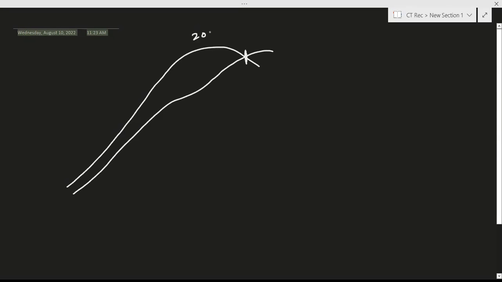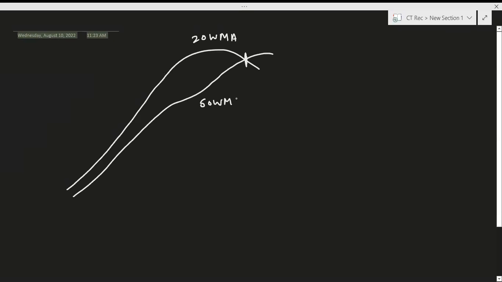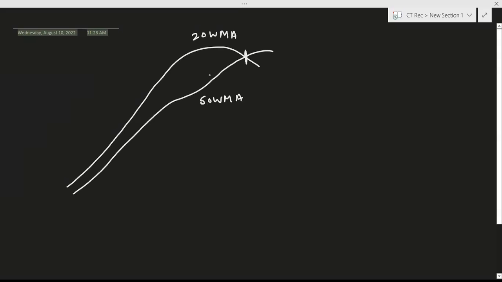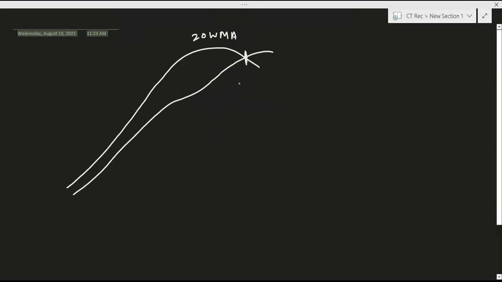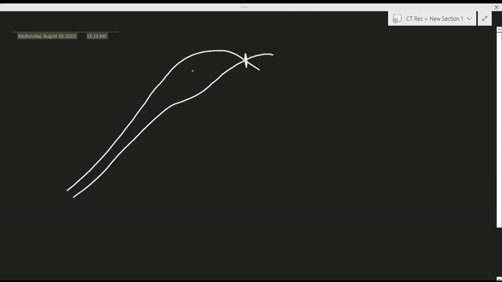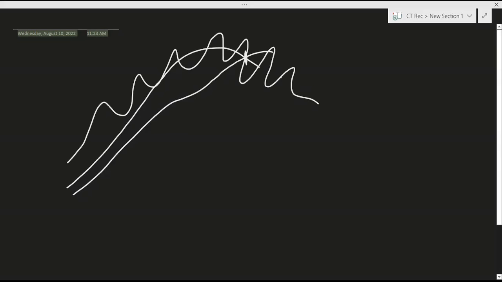So this is my 20 WMA and this is my 50 WMA. I've just drawn a rough figure. This was the point from where the trend originated, and after that came a point where both these moving averages had a crossover. Now there are always two situations associated with this kind of structure. The usual one is, let's say the price was going like this and it has turned into a corrective mode. So this is one pattern.